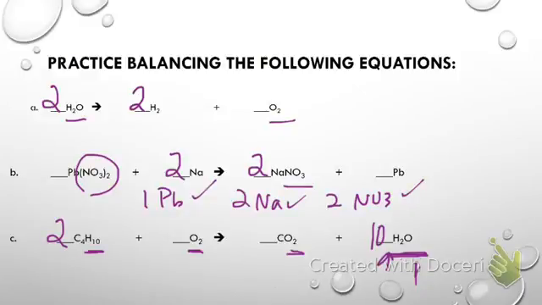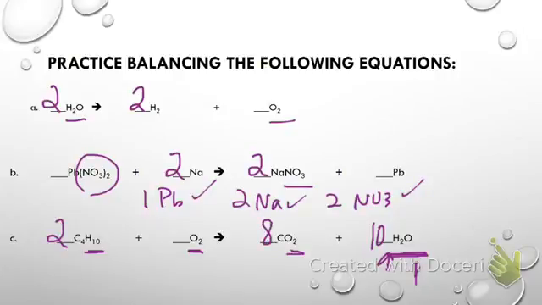Okay. So now I put 10. Now I'm going to balance my carbon. When you're doing these types of reactions, always save oxygen for last. Okay. So now I have how many carbon? 8. So I'm going to put an 8 right here.